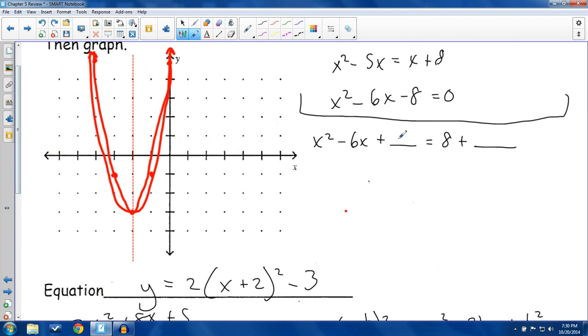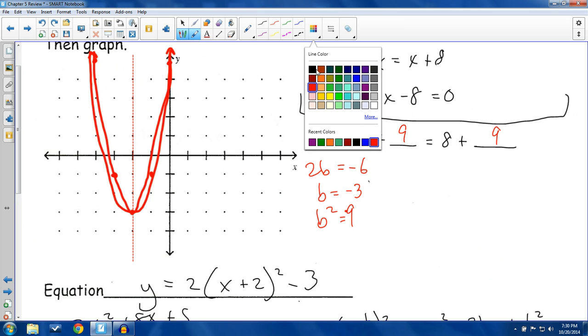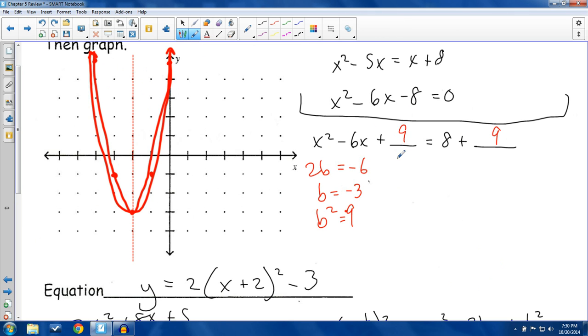Here, I'm on opposite sides of the equation, so whatever I add on one, I must add to the other. If my 2b value is negative 6, my b value is negative 3, therefore my b squared value is 9. That'll give me a perfect square trinomial here. Whatever I add on one side, I must add on the other. This factors into x minus 3 quantity squared, and this number here is 17.